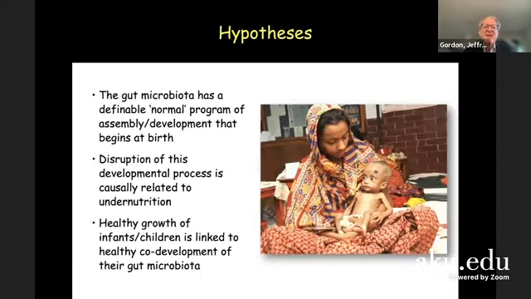So our central hypothesis that we've been pursuing as a team is that there is a definable normal program of gut microbial community assembly and development that begins at birth, and that this program is disrupted in children with undernutrition, and such a disruption is not simply an effect, but a contributing cause to undernutrition. The corollary is that healthy growth of infants and children is linked to a program of co-development, not only of the gut microbiota, but also of host organ systems and subsystems.